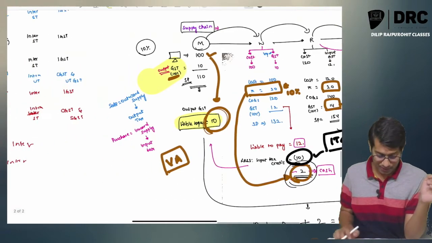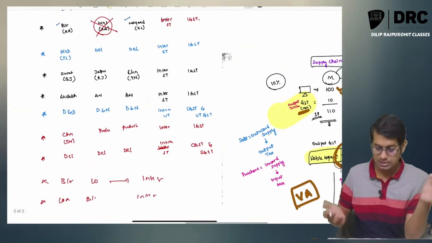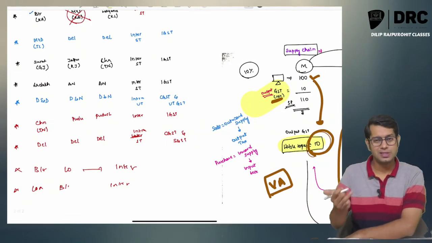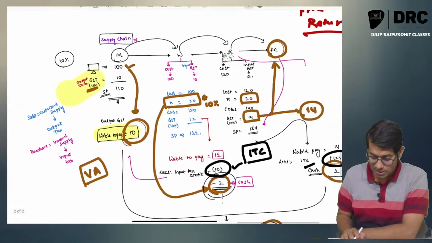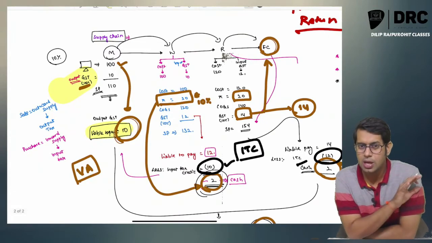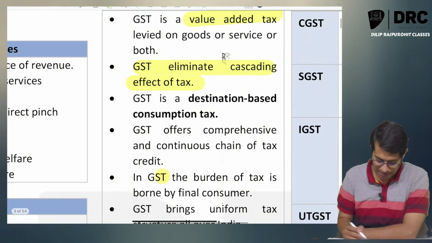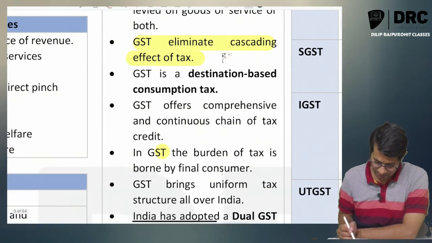It was happening in pre-GST law. They were collecting VAT, service tax, luxury tax, etc. But under GST law, that is not happening. Under GST law, tax on tax is not happening. So it eliminates the cascading effect. We'll come to this point later.